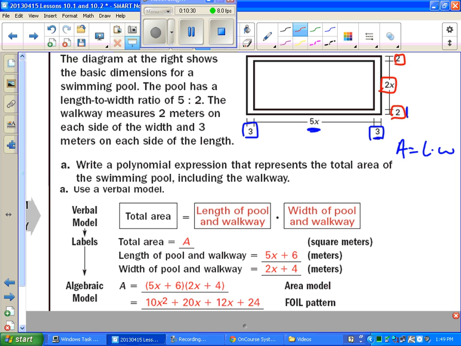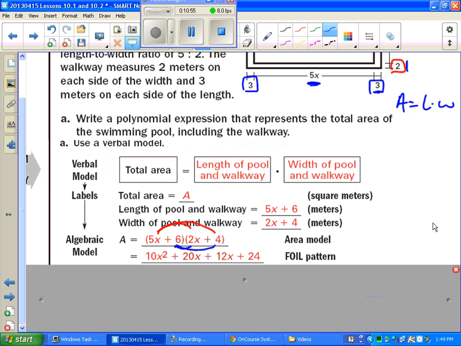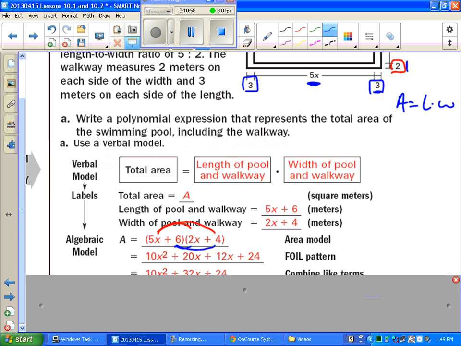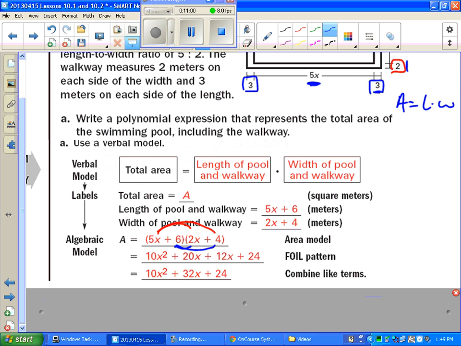When we distribute that, we FOIL it out, or you can do any of the other two methods. Your first two terms, 5x times 2x, is 10x squared. Your outer terms, 5x times 4, is plus 20x. Your inner terms, 6 times 2x is plus 12x, and your last terms, 6 times 4 is plus 24. Notice the only thing you have to do at this step is combine your like terms, 20x and 12x. 20 plus 12 is 32x. So our trinomial in this case will be 10x squared plus 32x plus 24.